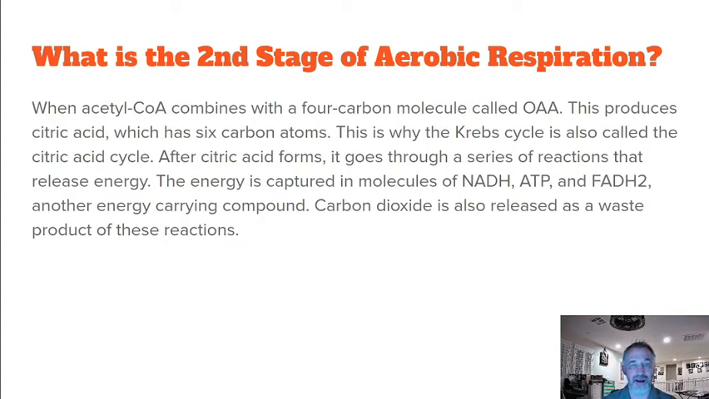When acetyl-CoA combines with a 4-carbon molecule called OAA, this produces citric acid. It's not always called the Krebs cycle. It can be called the citric acid cycle as well. Citric acid has 6 carbon atoms, which is why the Krebs cycle is also called the citric acid cycle. After citric acid forms, it goes through a series of reactions that release energy. The energy is captured into molecules of NADH, ATP, and FADH2. All of these are energy-carrying compounds. Carbon dioxide is also released as a waste product during this part of the reaction, just like it was before.